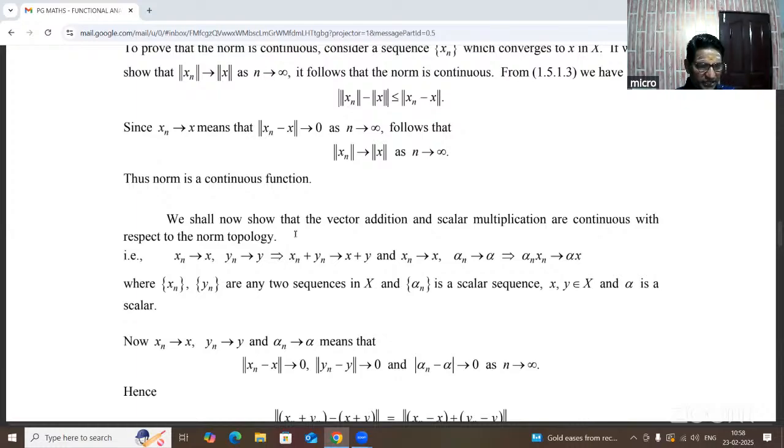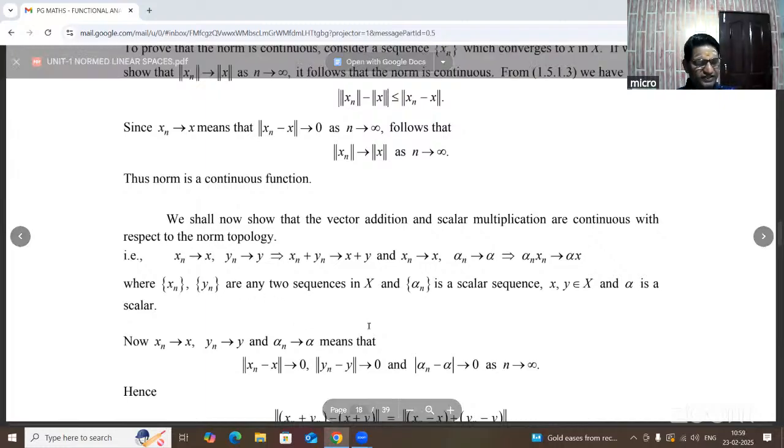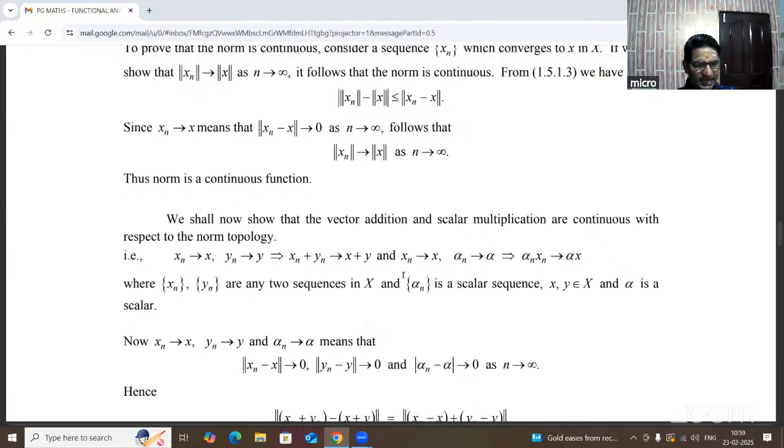At the same time, for any two sequences under vector addition, the sum also converges, because xn converges to x and yn converges to y. That's why xn plus yn converges to x plus y throughout the sequential part. Okay, here xn, yn are two sequences in capital X. Here, what is the capital X? It is the space under the induced metric topology.